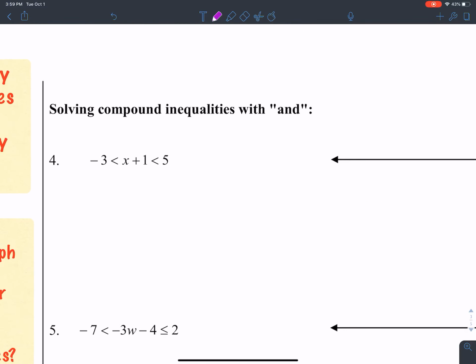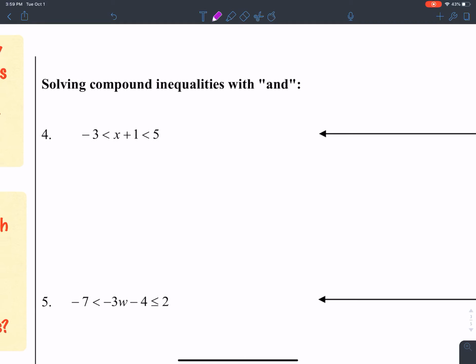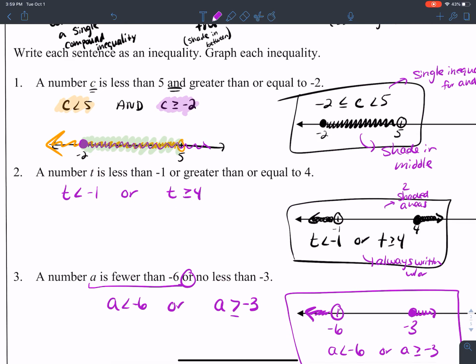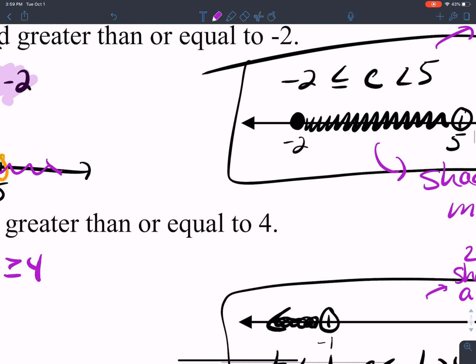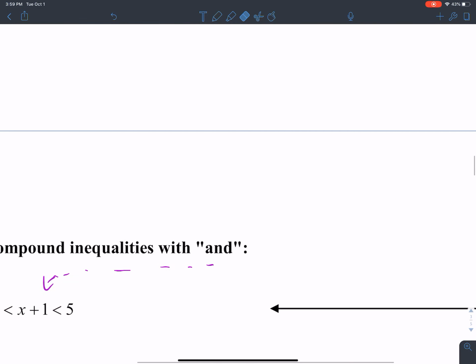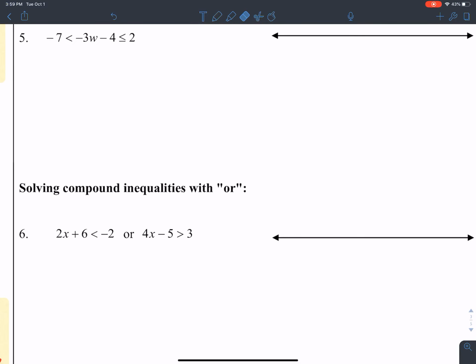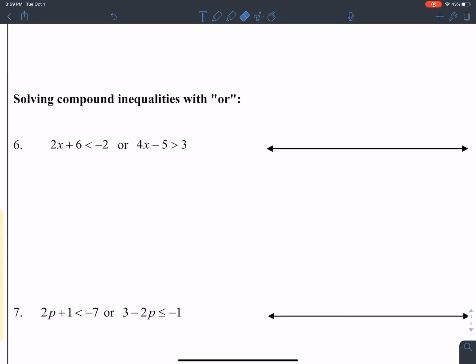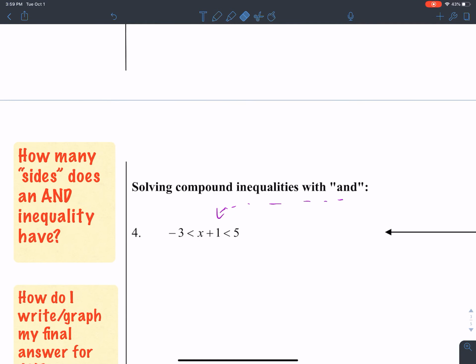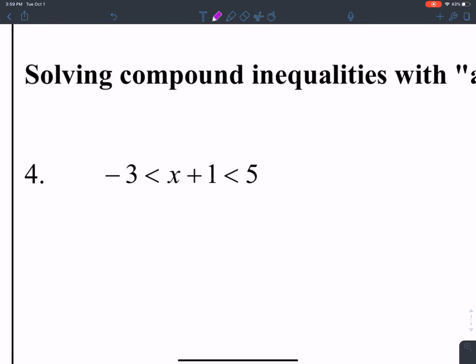The next skill is actually solving compound inequalities. There are 2 types, solving with and. We can see that ands are always written as a single inequality, kind of like we did for our answer up here using and. Our final answer was a single inequality. And then there are some examples that use or, and we can see that ors are written with 2 inequalities using the word or. So it's really important when we're doing the ands to make sure that we see that an and inequality now has quote unquote 3 sides to deal with.